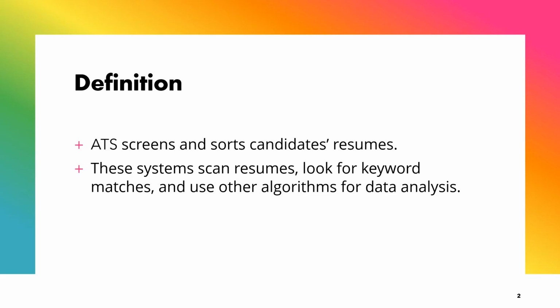Okay, so the definition of an applicant tracking system, or an ATS, which is what I'll call it from now on, is that it screens and sorts candidates' resumes. It's a computer system that can read your resume, scan it for those keywords that the employer is specifically looking for, and then select it or not select it. So there's some techniques that I'm going to go over to make sure that your resume is ATS compliant so that it's read and also potentially selected.